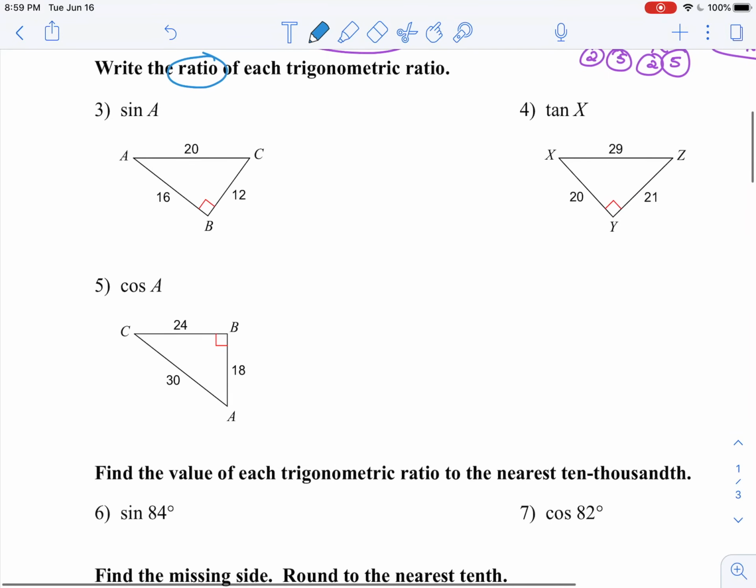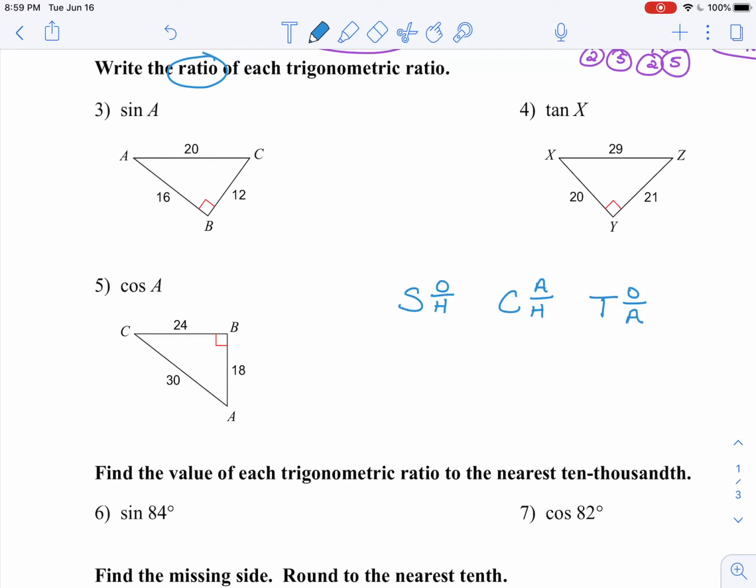So you'll see I want to know, what is sine of A? What is tangent of X? What is cosine of A? You should not use a calculator for these. You're just writing fractions. So we're remembering SOHCAHTOA. Sine, cosine, and tangent are just fractions.